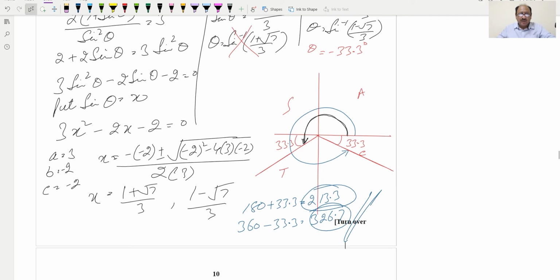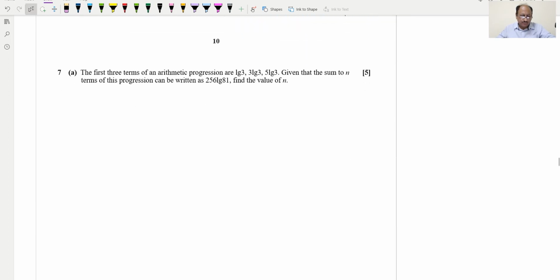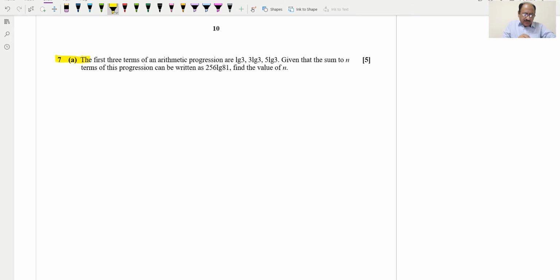Hopefully you understood this. Question number 7, part A. The first three terms of an arithmetic progression are these three. Given that the sum of n terms of this progression can be written as 256 log of 81, find the value of n, and this is a 5 marks question.